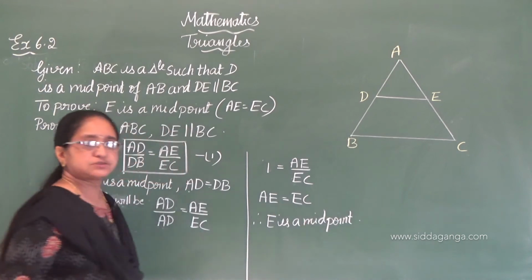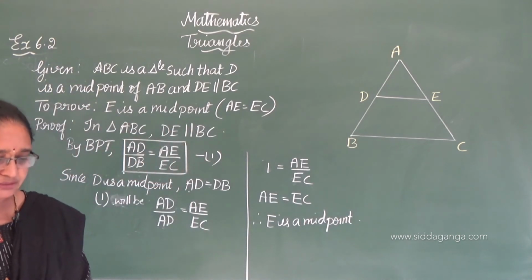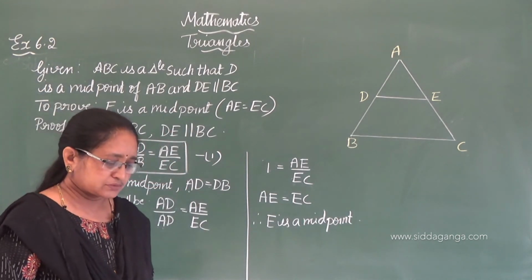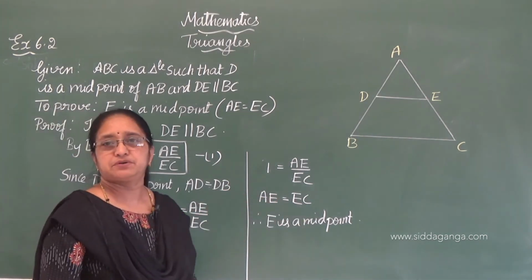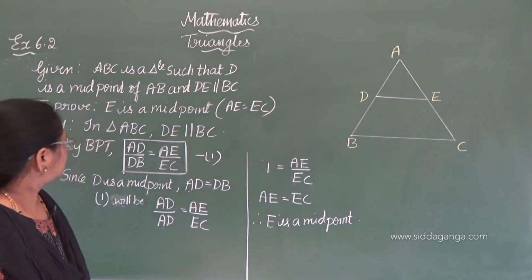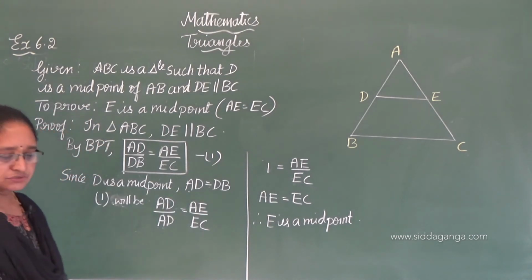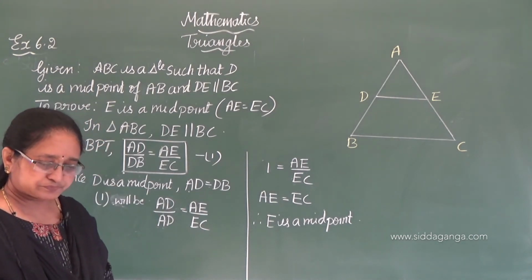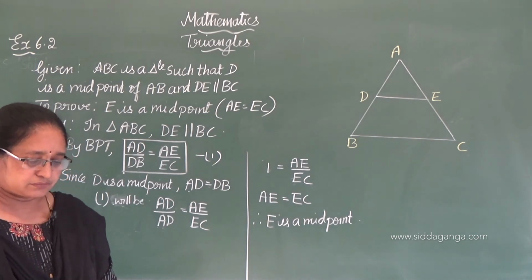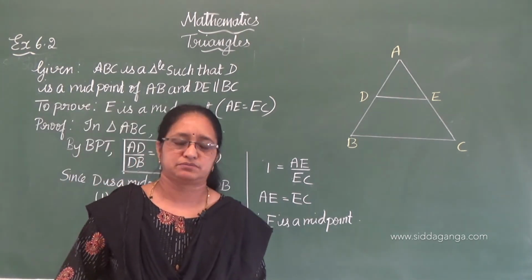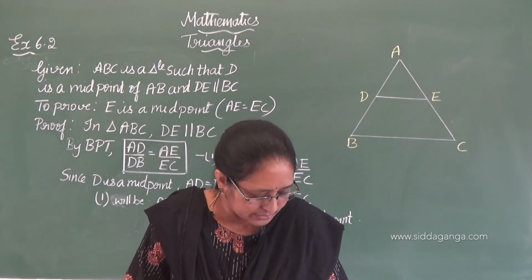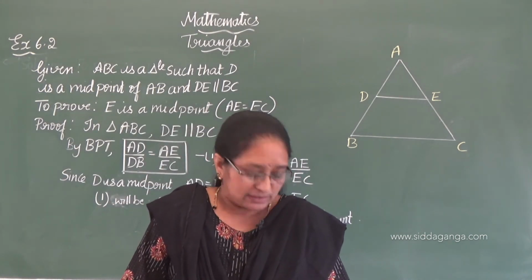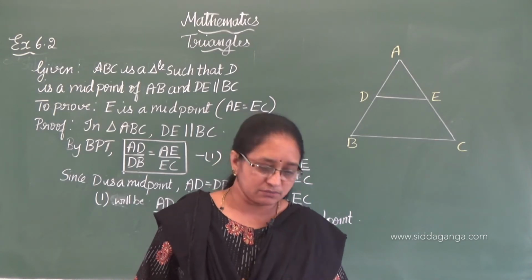I hope you understood, and it is also a very simple problem. So AE is equal to EC, or E is a midpoint, you can write. I hope you understood the application of BPT. So the 8th one and the 9th one are for you for homework. The last one, the 10th, I am going to do now.